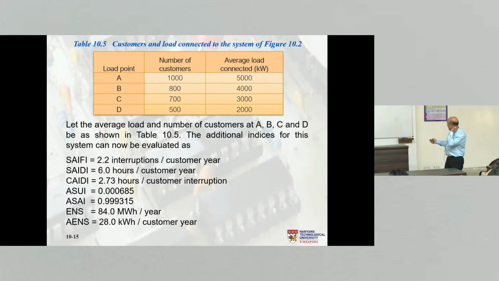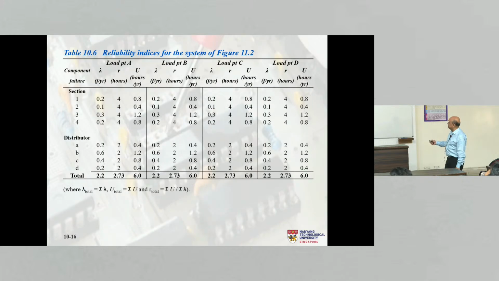So, okay, I'll show you this table first. The reliability is exactly the same. Okay, we'll go back to the SAIFI, SAIDI in a while. So you see section 1 out, the failure rate is 0.2. Whenever it fails, you need to repair it. The repair time is 4 hours. Therefore, the unavailability is 4 times 0.2.